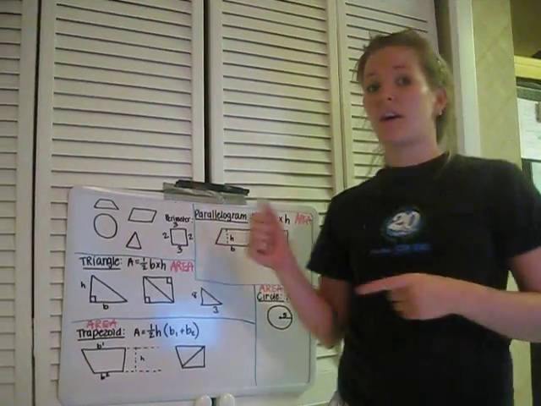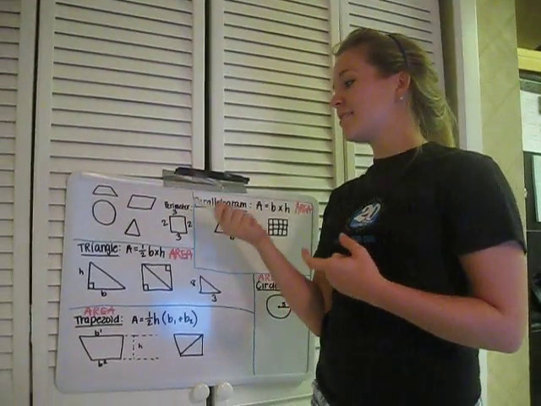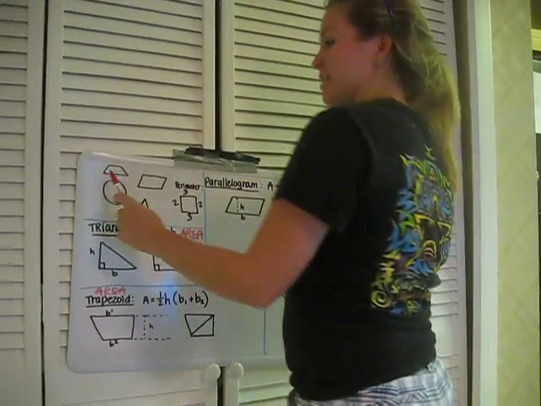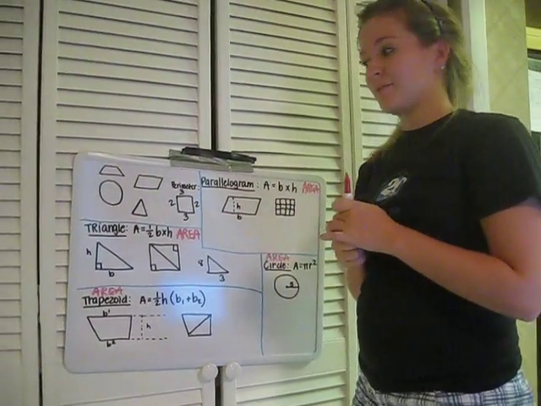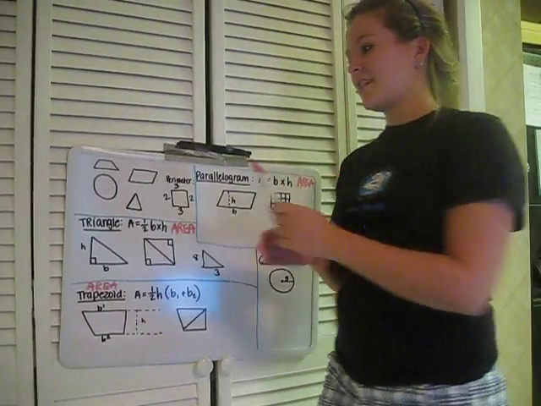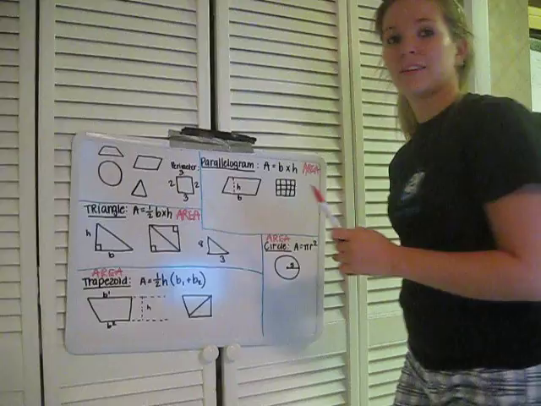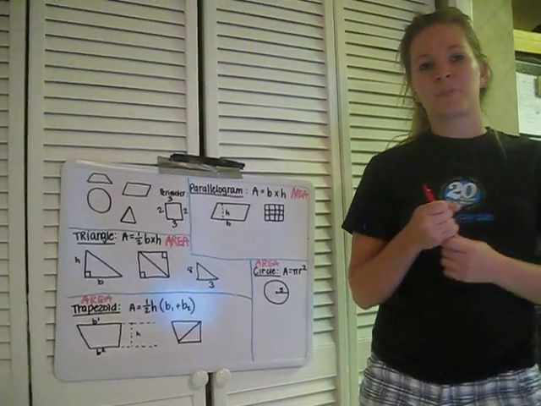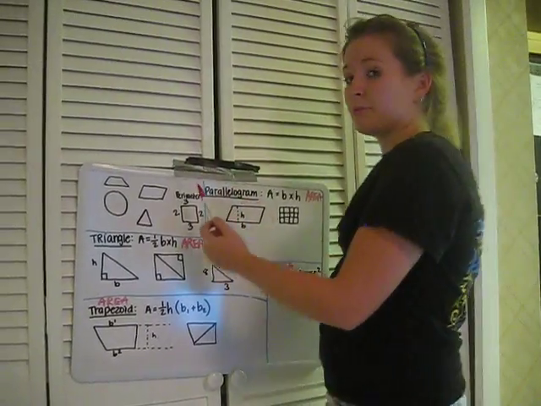Okay, last time we talked about polygons and perimeters. So to review, what is this shape right here? Trapezoid. Okay, and what is this one right here? Circle. And this one? Parallelogram. And this one? Triangle. Okay, so we also learned about the perimeter.